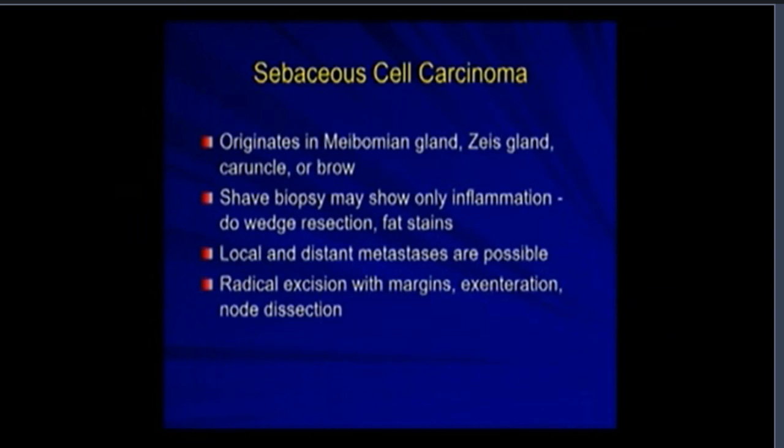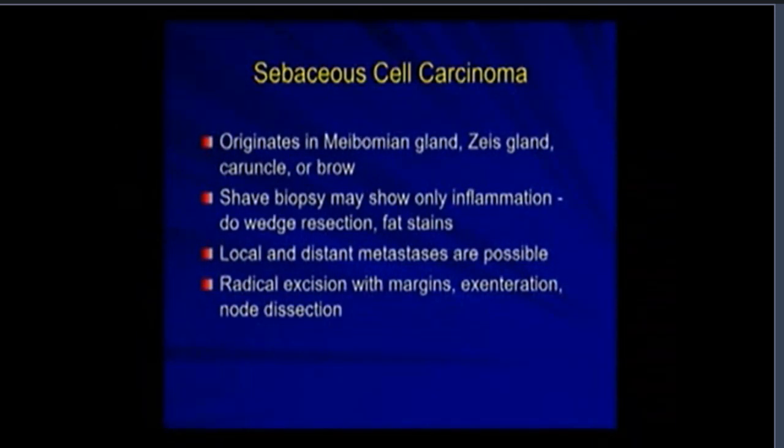Sebaceous gland tumors can originate from the meibomian gland, which is the most common source, but can occur from other glands around the eye. A shave biopsy may show only inflammation, so we need to take a deeper cut and send that for fat staining. And you need to notify your pathologist that you are looking for sebaceous cell carcinoma, so they can do a special staining to identify this tumor.